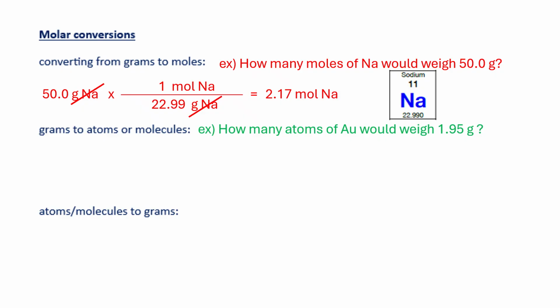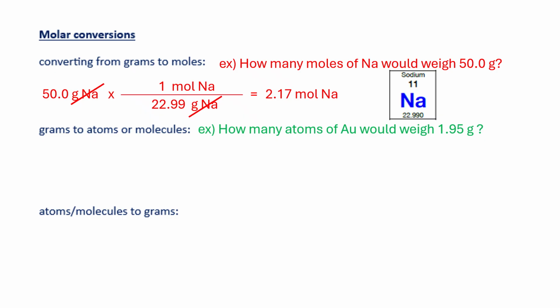All right, let's try another example. This one we're going to go from grams all the way to atoms. And so how many atoms of gold would weigh 1.95 grams? Doesn't sound like it would be that many, but it's probably going to give us a pretty big answer because we're talking about atoms, which are extremely small.